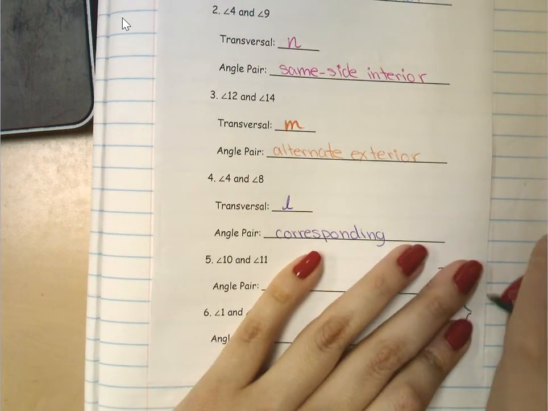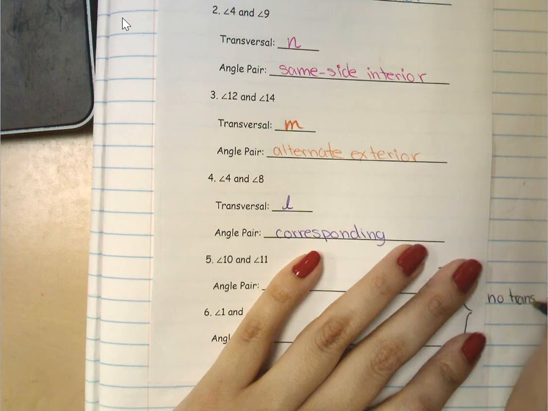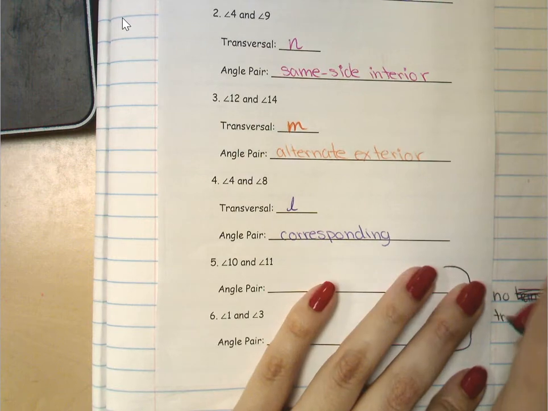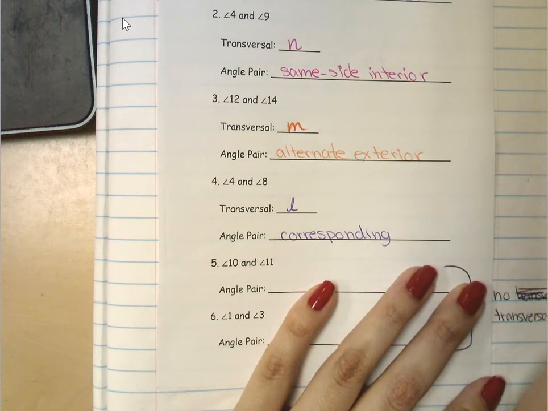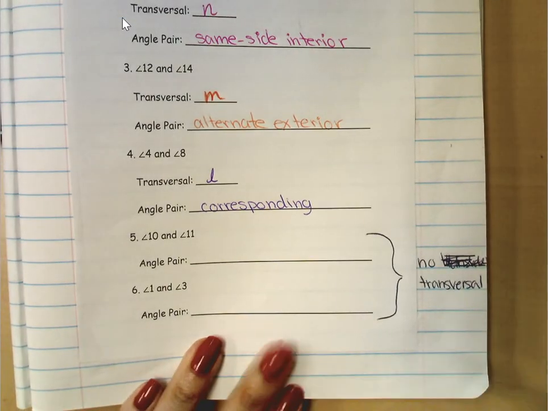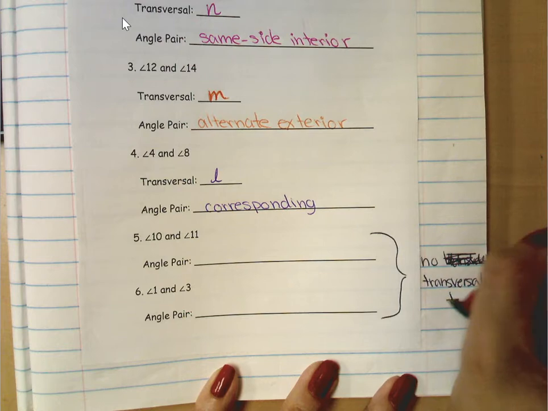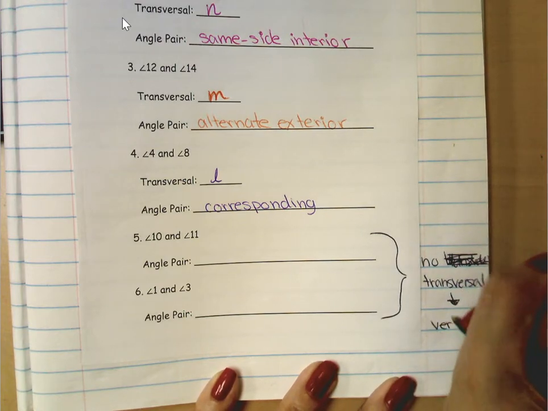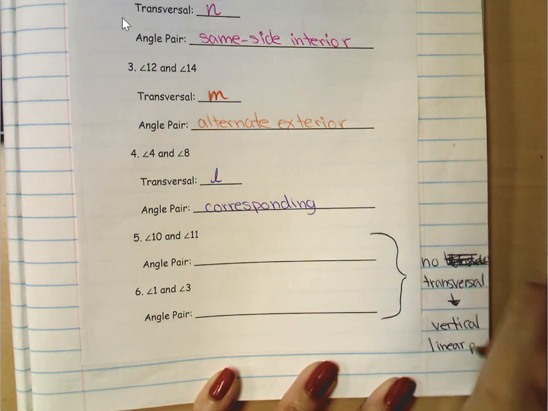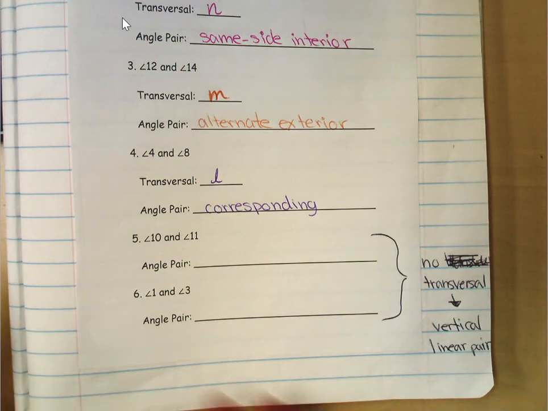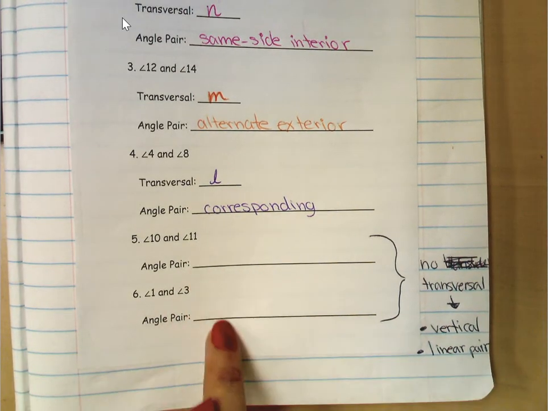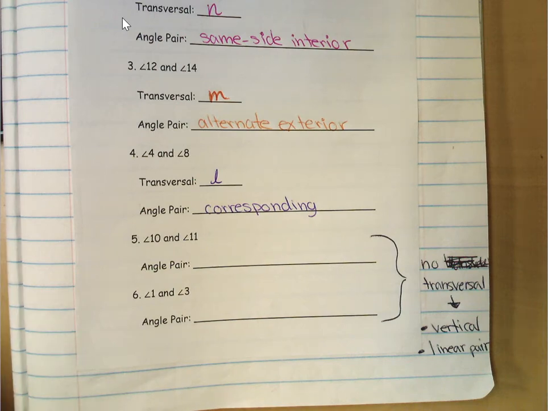So, no transversal there. 5 and 6, no transversal. Therefore you have two options. You could have vertical angles, or you could have a linear pair. Those are your two options, either vertical or linear. So I'm going to have one of each here. So let's look at 10 and 11.